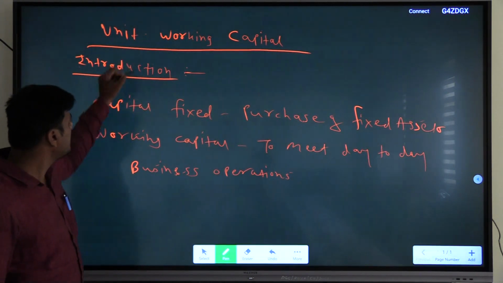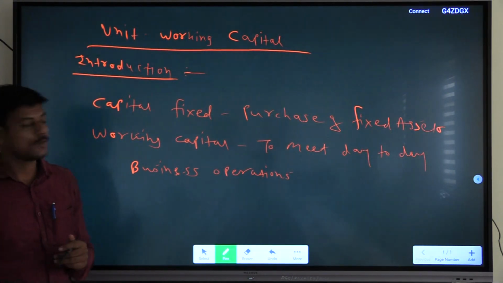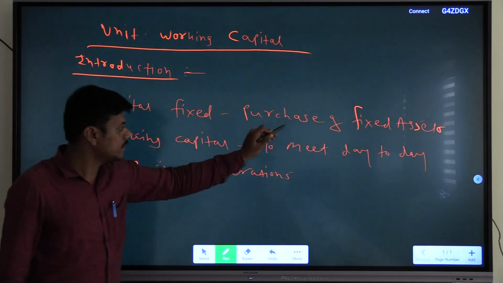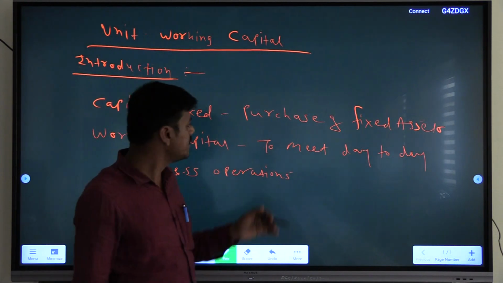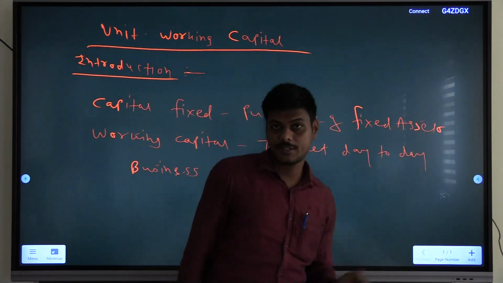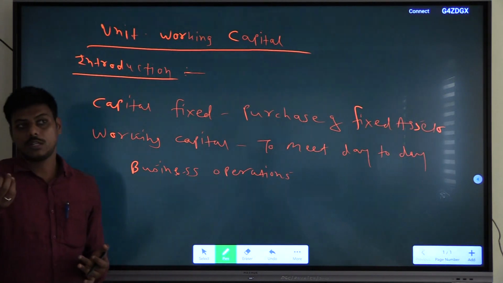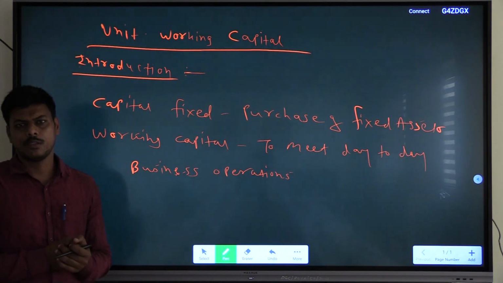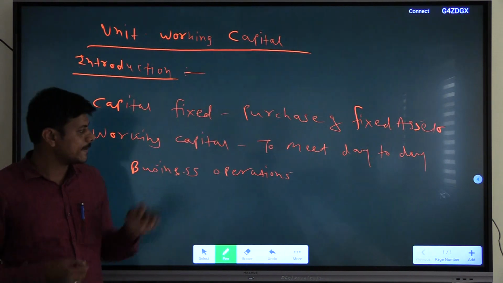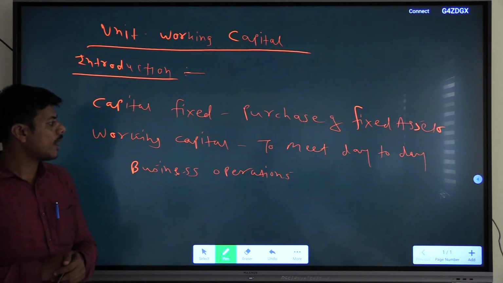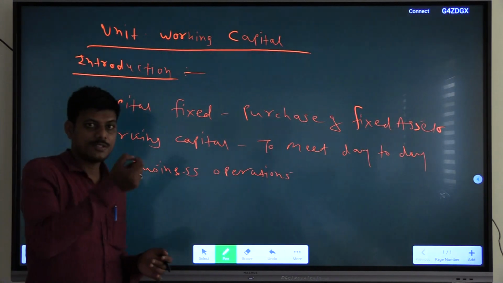Into a business or manufacturing concern, there are two types of capital required. First one is fixed capital. Such capital is required for the purchase of fixed assets, for example purchase of machinery, land and building, and other types of fixed assets. Then working capital is required to meet day-to-day business operations.